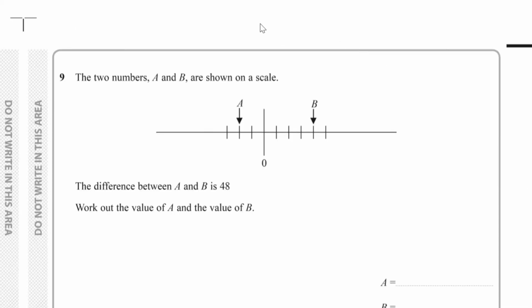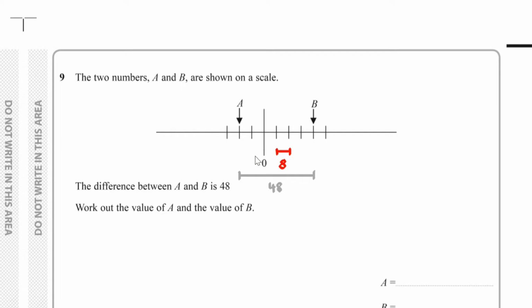Question number 9. The two numbers a and b are shown on a scale. The difference between a and b is 48, and we have to work out the value of a and the value of b. Well, first of all, this difference is 48. Now we've got 1, 2, 3, 4, 5, 6 gaps, which represent 48. So one gap is equal to 8.